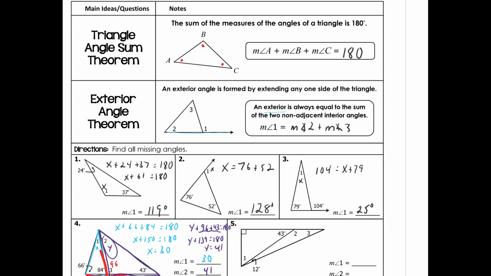Okay, part 2 will be setting up algebraic equations and using algebra with these 2 theorems. Okay, hope you found this helpful.